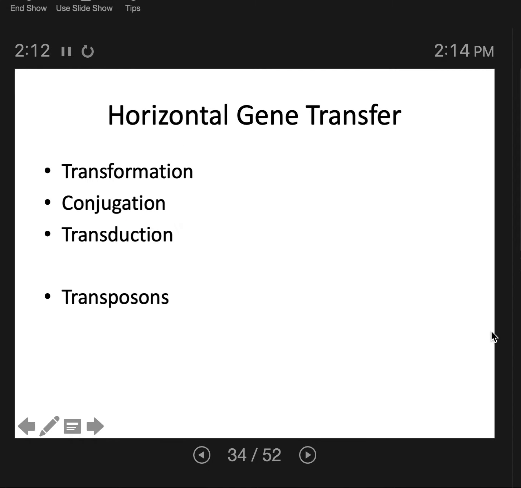There are 3 horizontal gene transfer methods in bacteria. There's transformation, conjugation, and transduction. Now, transposons and transposable elements are a weird, I separated it from the list. It's a little bit of a weird 4th category. We'll talk about that when I get there. But the main horizontal gene transfer methods are transformation, conjugation, and transduction.